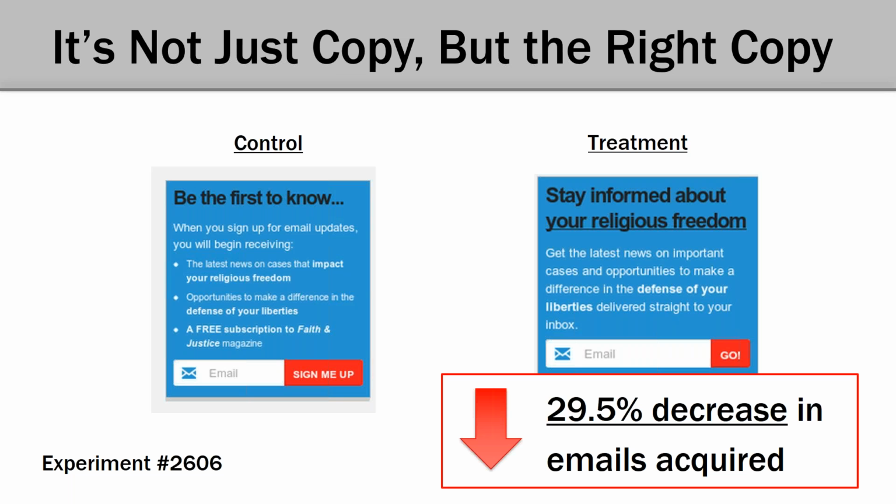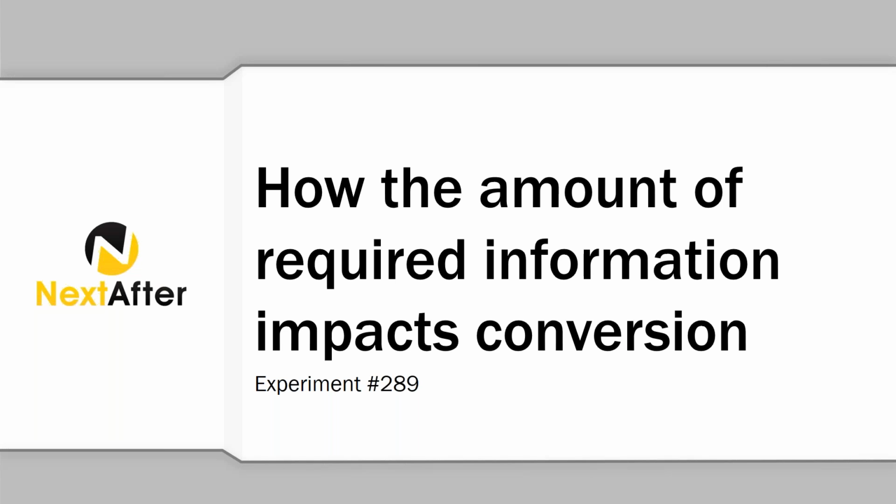So what we learned from this experiment is that we had the wrong copy. And what that represents is that we had the wrong way of articulating the value proposition of the email sign-up offer. So let's look at another experiment. This one, again, comes from the research library, experiment number 28289, how the amount of required information impacts conversion.